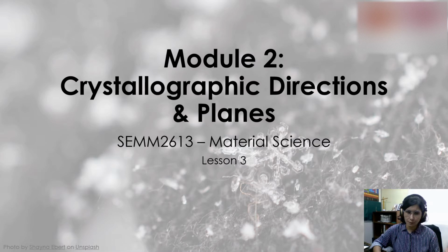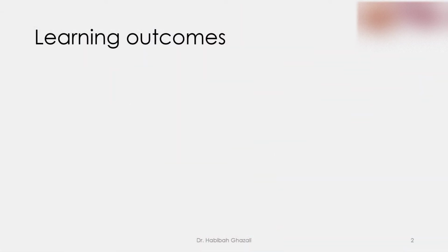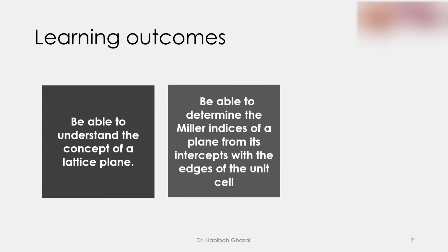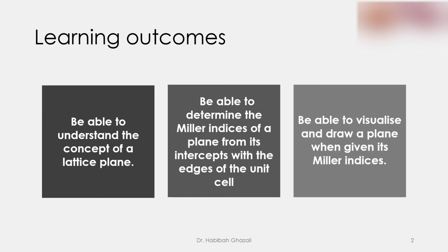We are in our second week of lecture, and this is the last lesson that you need to know for this second week. So for this second module, we are going to talk today about crystallographic direction and planes. By the end of this lecture, you should be able to understand the concept of lattice direction and plane. You should be able to determine the Miller indices of the plane and also the direction. And also you should be able to visualize and draw a plane when given its Miller indices.